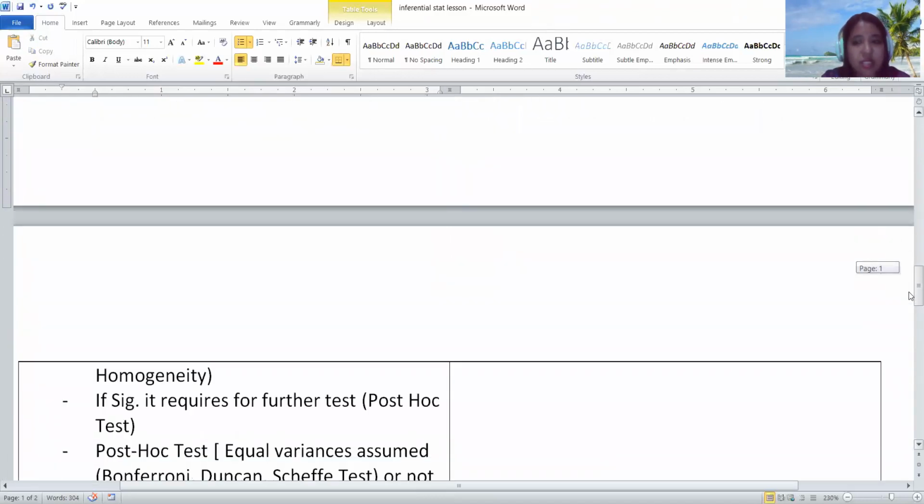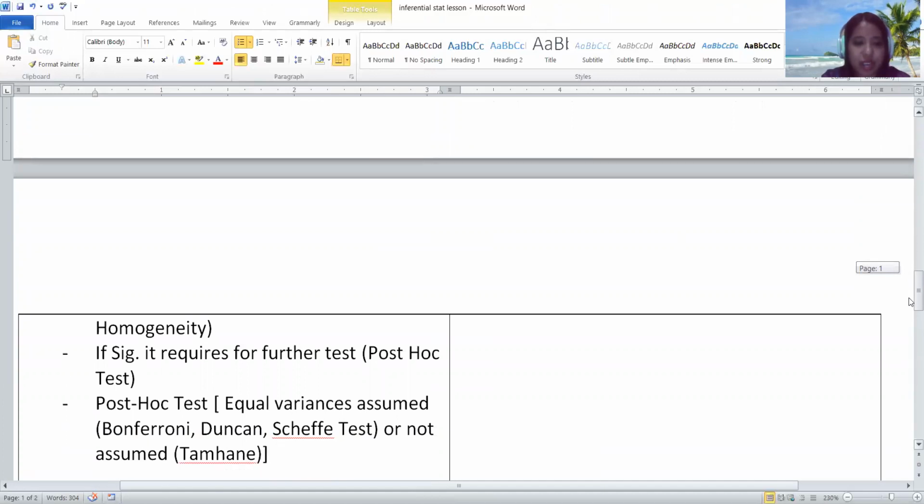So this is, as mentioned, the test for homogeneity. If significant, it requires further tests. If the result for ANOVA is significant, it requires further tests. So that is what we call post hoc. And we have post hoc tests for equal variances assumed, such as Bonferroni, Duncan, Scheffe test. And we also have post hoc tests for equal variances not assumed, like Tamhane.